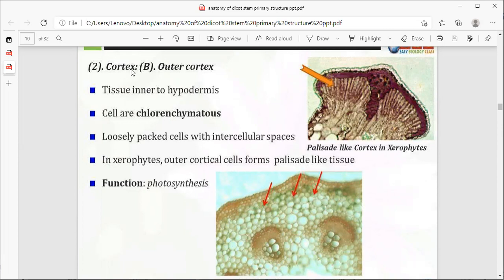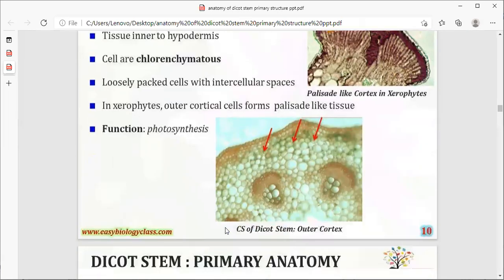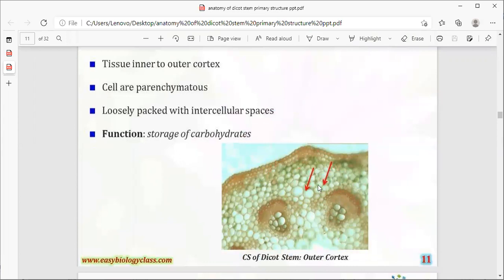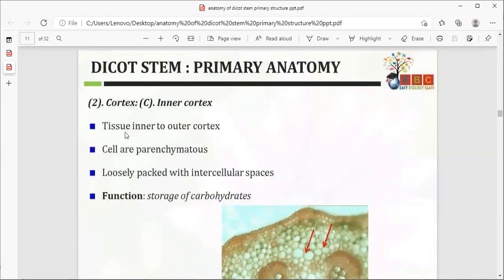So what is the function of this cortex region? It is for photosynthesis. We can find this kind of tissue here. This is called the outer cortex or cortex region. Next, if we see the inner cortex, below the outer cortex we can find large cells. These large cells are what we call the inner cortex, the tissue inner to the outer cortex.